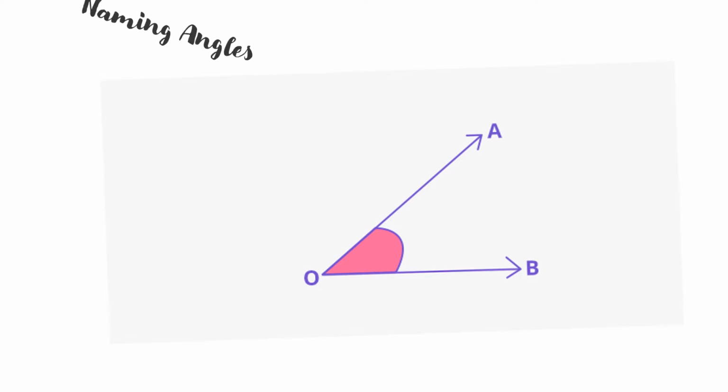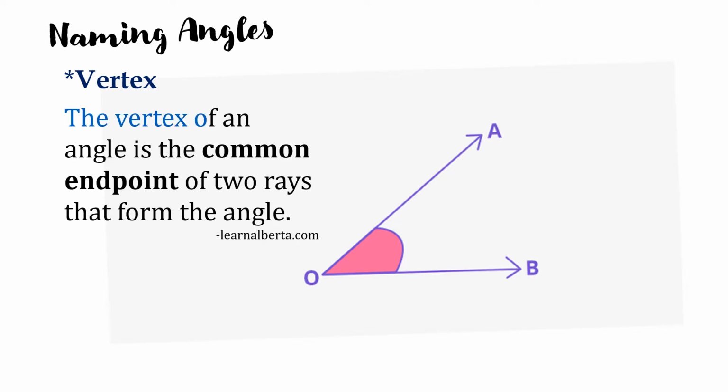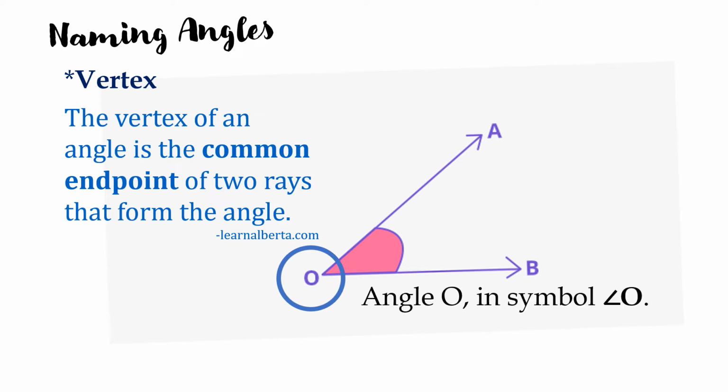There are three ways of naming an angle. One is using its vertex. The vertex of an angle is the common endpoint of two rays that form the angle. In this example, we have the common endpoint O. Thus, we name the angle O.